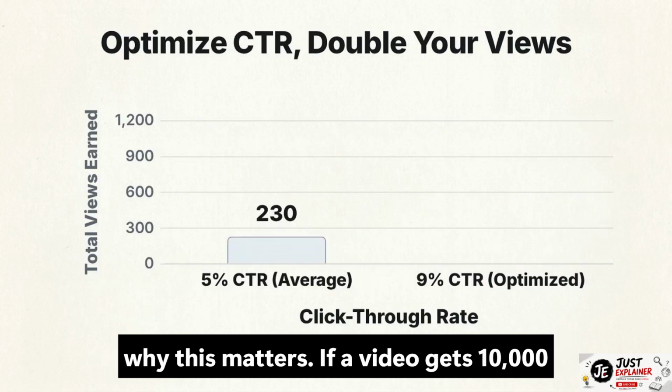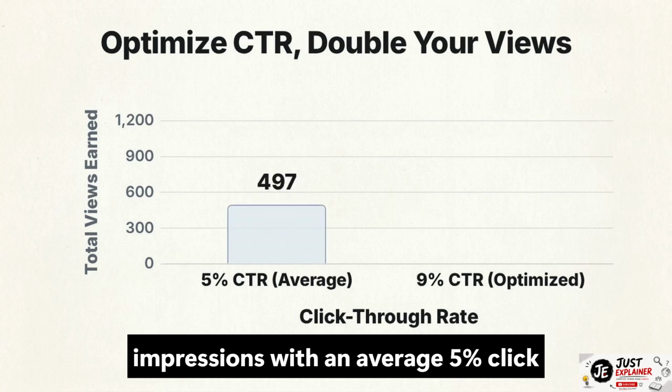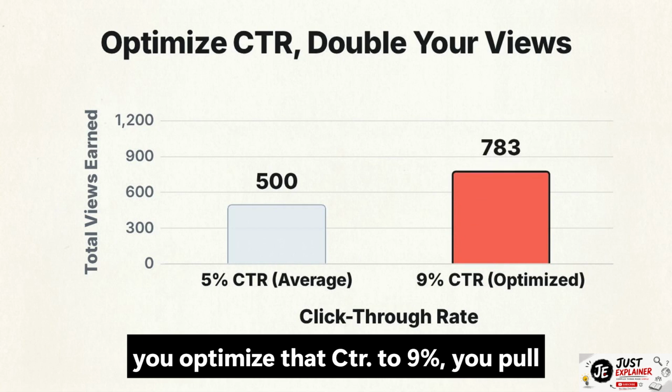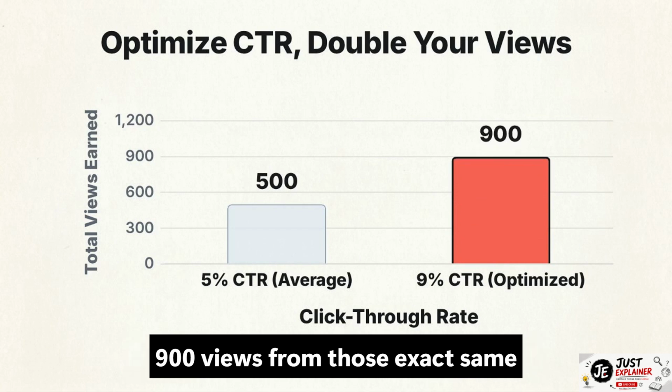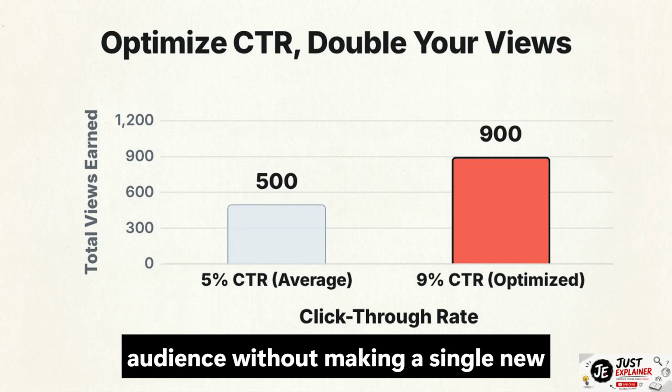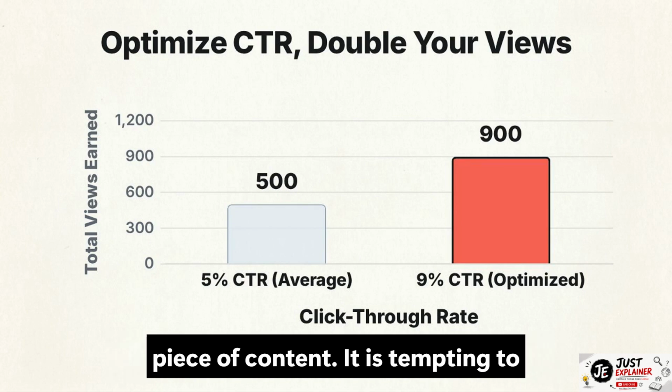If a video gets 10,000 impressions with an average 5% click-through rate, you earn 500 views. But if you optimize that CTR to 9%, you pull 900 views from those exact same impressions. You've nearly doubled your audience without making a single new piece of content.